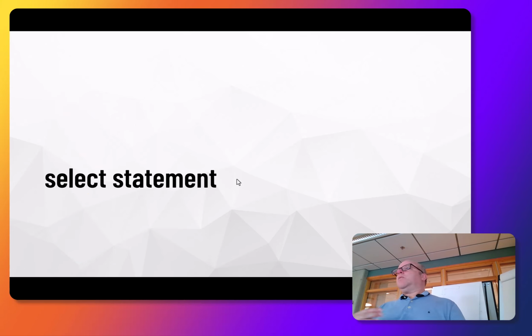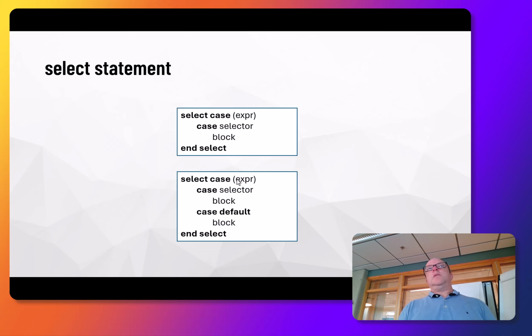Then if you have a lot of statements you want to test, you can use the select statement instead. And that is similar to the switch statement in C. So select case expression, case something from that expression, then you do that. And then you can just list them together. And if none of the case selectors match, you will have a case default that can be executed as well. It's kind of a fall-through statement.